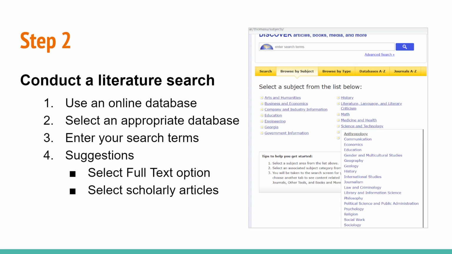Enter your search terms. And again, to make this process easier for you, select scholarly articles that are full text when you're submitting or conducting your search. Then you're sure to get those peer-reviewed sources that you can download and save immediately.